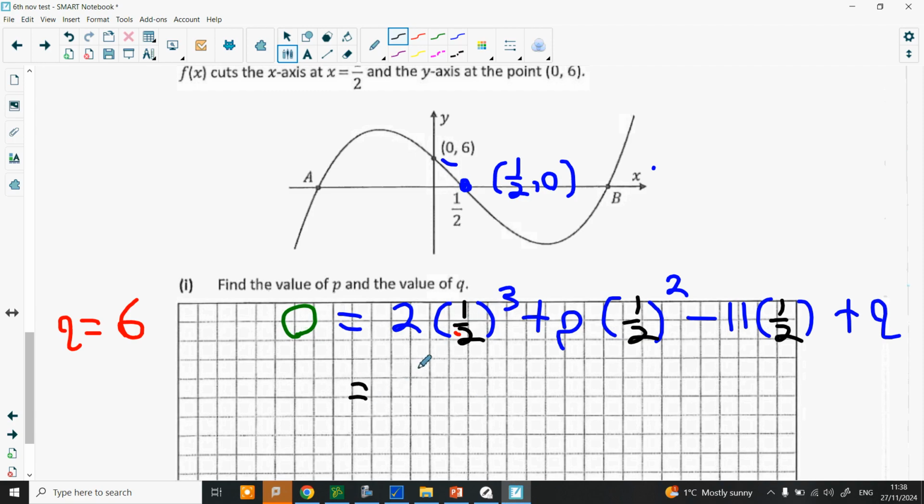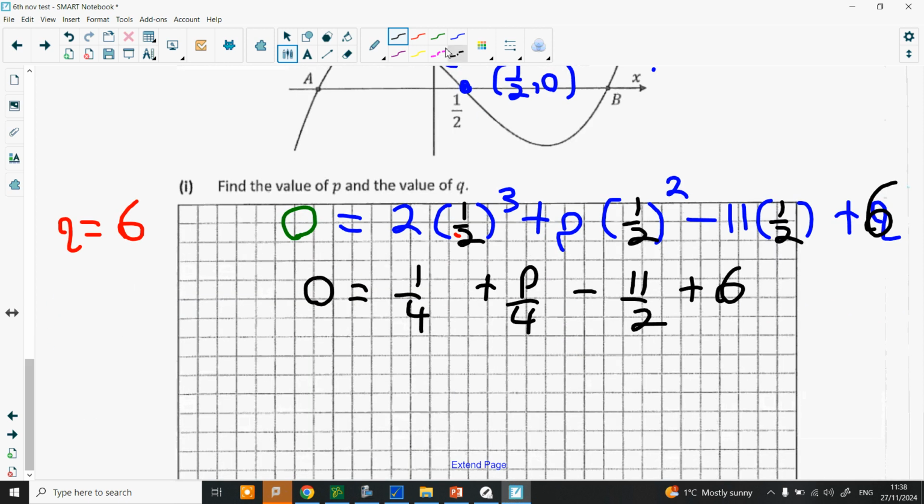2 times an 8, which is a quarter. P over 4. Minus 11 over 2. And Q we know is 6. And it equals y value of 0, yeah?